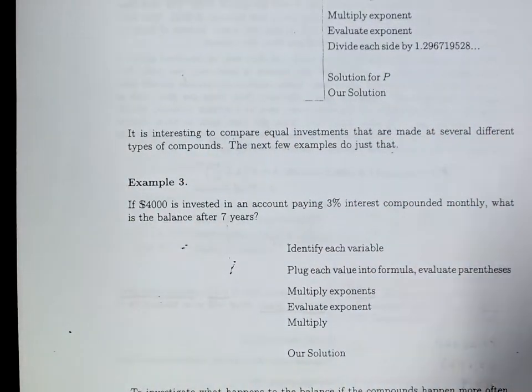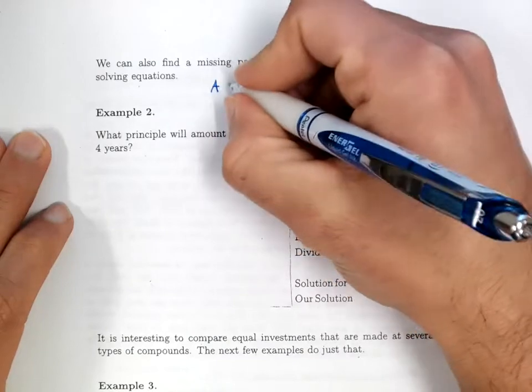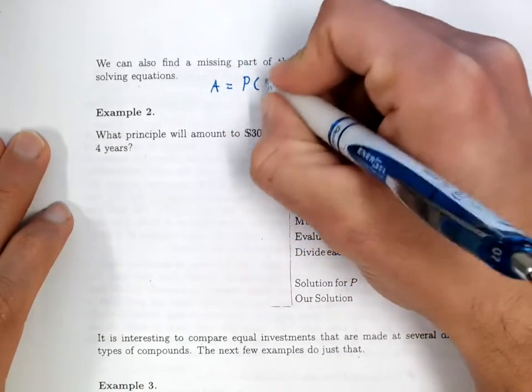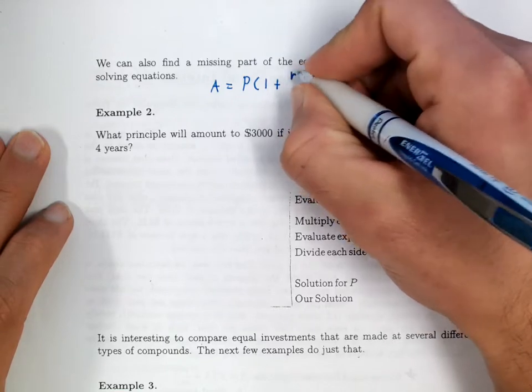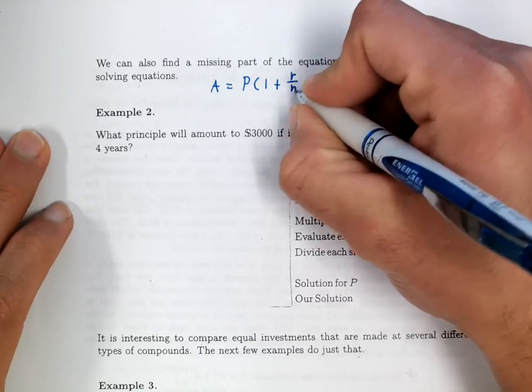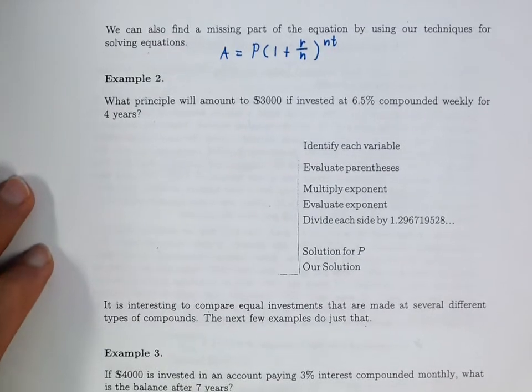So let's go ahead and move on to example 2. This one is similar, all right, and I'm going to write the formula here one more time so you'll remember it. So I'm going to go up here, write this formula. So we have A is equal to P times (1 plus R over N) to the NT. Alright, let me check that real fast, make sure I did put that on there right, and I did. So there's the formula one more time, right?